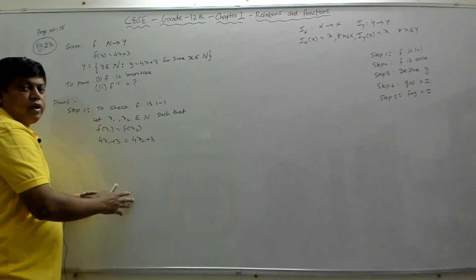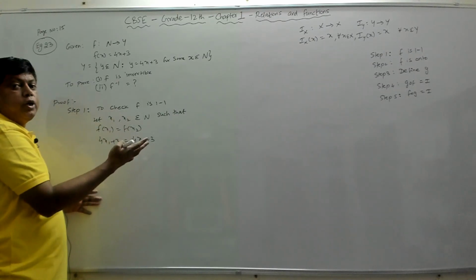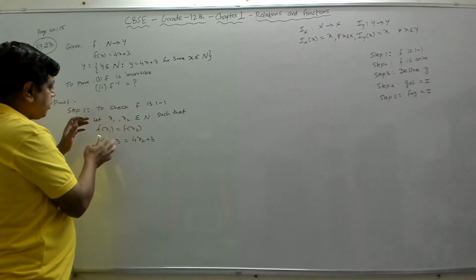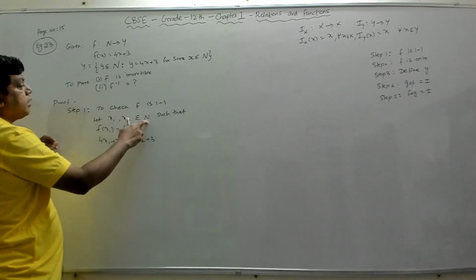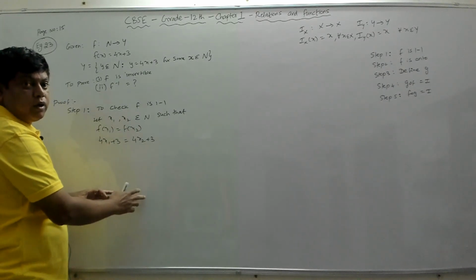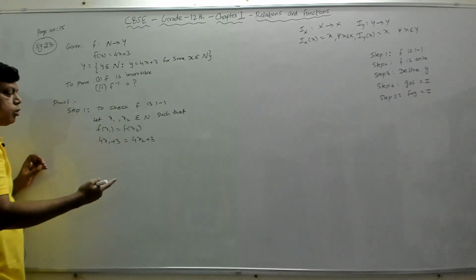If the elements are different and the image is the same, then it becomes a many to one function, which means it is not a one to one function. So whenever we want to prove one to one functions, we'll take 2 elements from the domain set n such that their images are the same. Then we have to show that the elements x1 and x2 are also equal. Then f becomes 1 to 1.